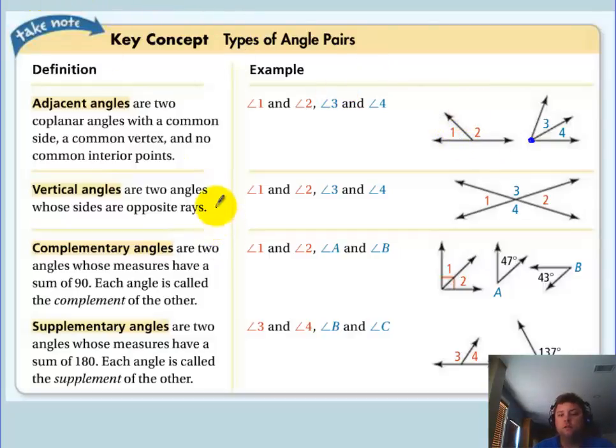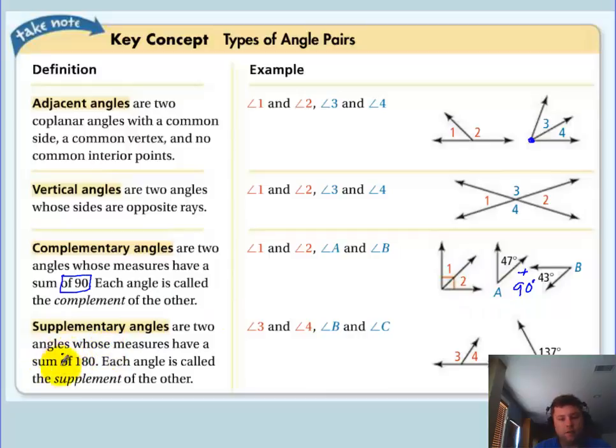Next one, vertical angles. We talked about a little bit of this in class. They're angles whose sides are opposite rays, so kind of like opposite angles in a way. So 1 and 2 are vertical angles, and 3 and 4 are vertical angles. Complementary angles, their sum adds up to 90 degrees, so 90. So in this case, 1 and 2 are complementary, and when you have adjacent complementary angles, the whole thing forms a right angle, and you can indicate that with the box. A and B are also complementary because even though they aren't next to each other, 47 plus 43 adds up to 90 degrees. So they don't even have to be next to each other, but as long as they add up to the 90 degrees, they are complementary.